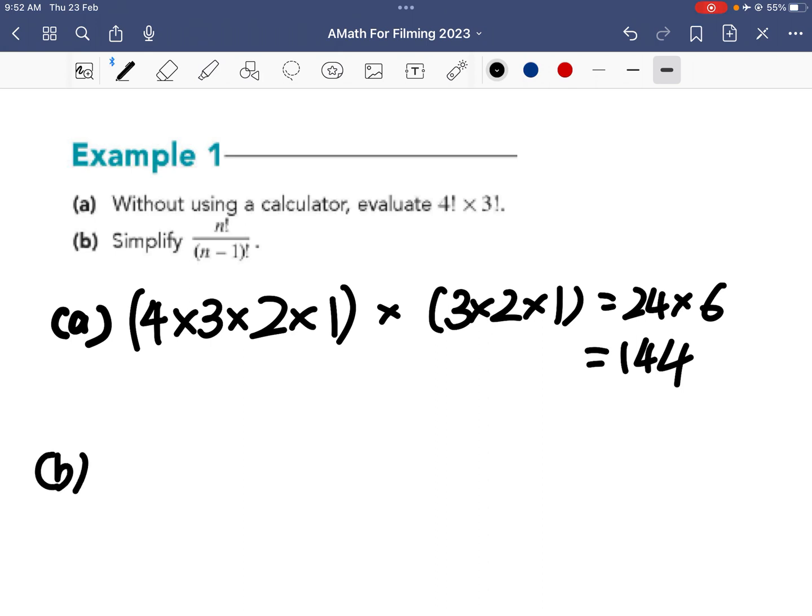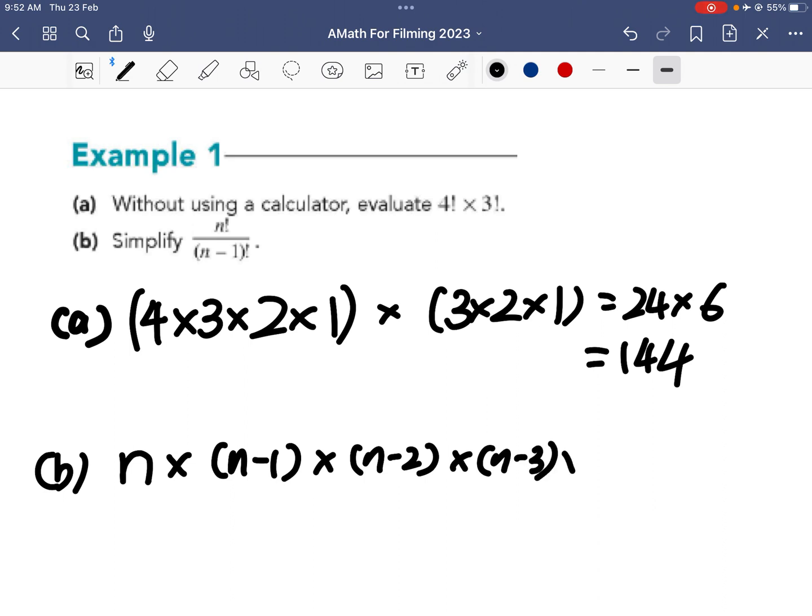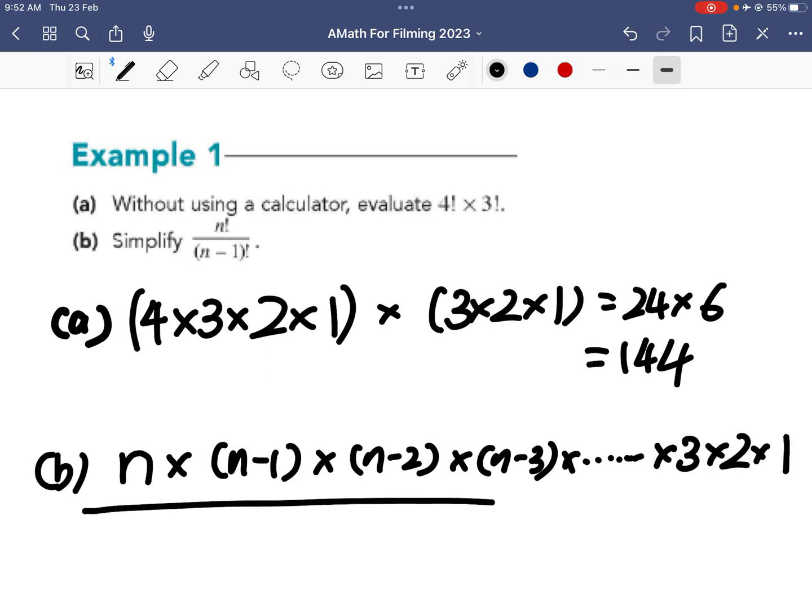Now, the issue will come when we have algebra. They do not give you the actual number itself. They give you n factorial and (n minus 1) factorial. So what we can do here is this. Don't worry. First, I start with n factorial in the numerator: n times (n minus 1) times (n minus 2) times (n minus 3). We do not know what it is, but never mind. Eventually, you know that we're going to end up with times 3 times 2 times 1, the final few terms.